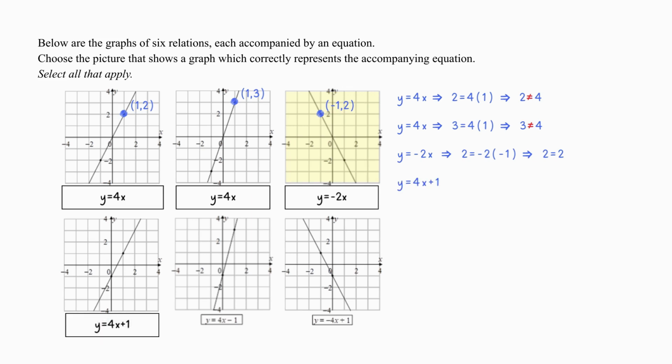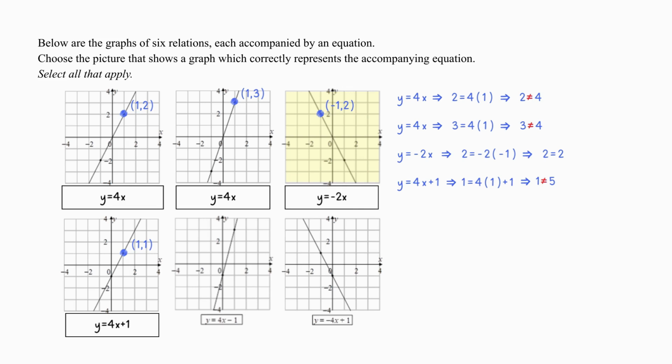How about the fourth function, y equals 4x plus 1? Let's test the point 1, 1. 1 is equal to 4 times 1 plus 1. 1 is equal to 5. Obviously 1 is not equal to 5, therefore, the function doesn't belong to this graph.